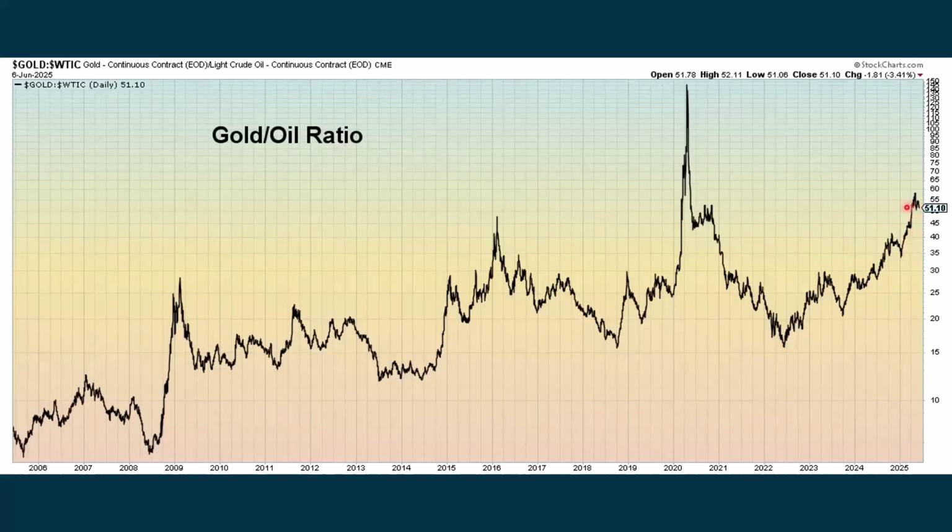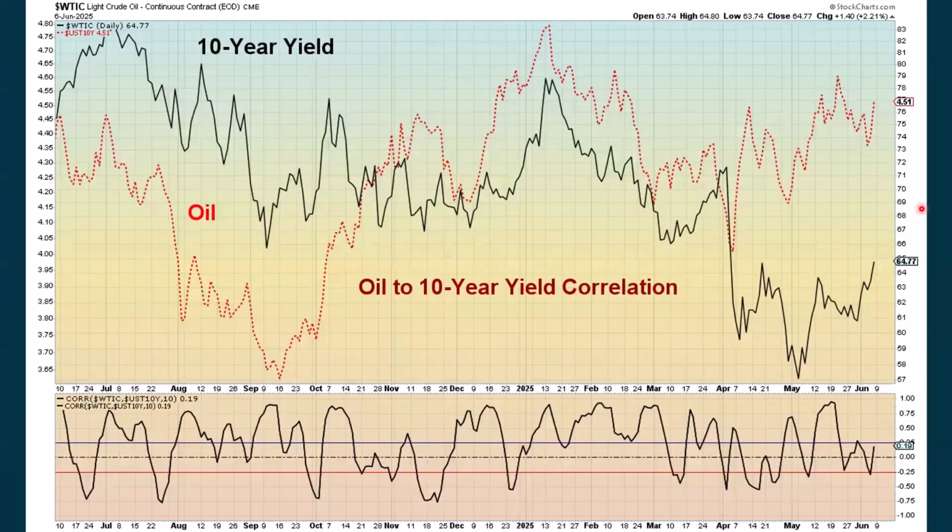The gold to oil ratio: gold's been doing really well. It's been outperforming oil, but lately gold's been going sideways and oil's been not really going all that far up or down either. So this ratio's been going sideways. Then we look at oil, which is the red dash line, and then the 10-year yield, which is the black line, and they're starting to get stronger.